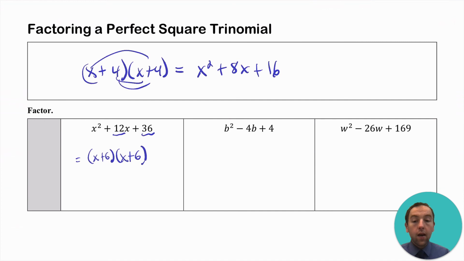Now, here's the thing, you really shouldn't leave it as just x plus 6 times x plus 6 when they're the same factors, because if I called this here y and I called this here y, basically you've written an answer that's y times y.